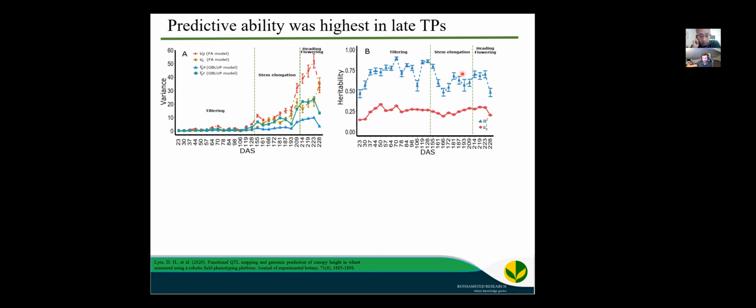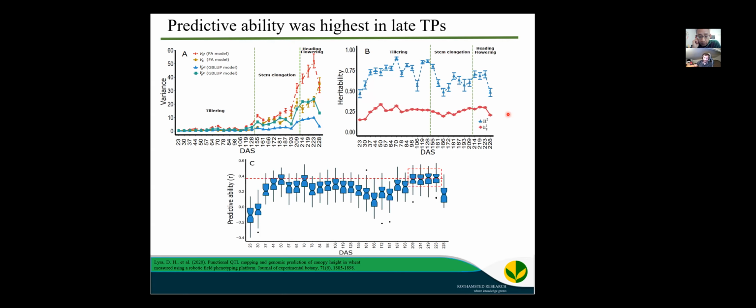And again, the heritability, it's a normal way to look at heritability across time. You have higher heritability at late stage. That's what you can find in the literature and other studies. And the higher the heritability, the higher the predictive ability as well. As you can see here, predicting each time point specifically, you can have higher predictive ability at late stage. Just consider the last one.